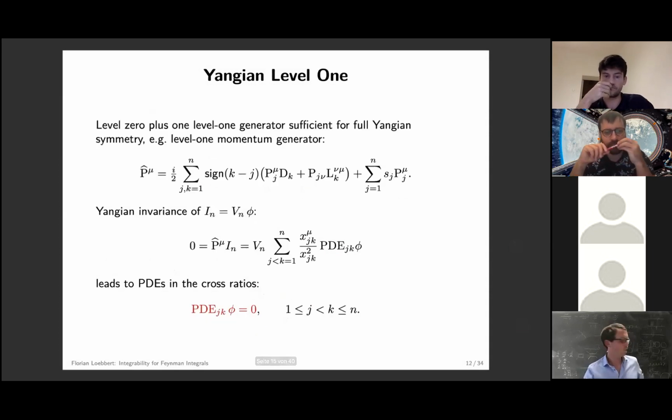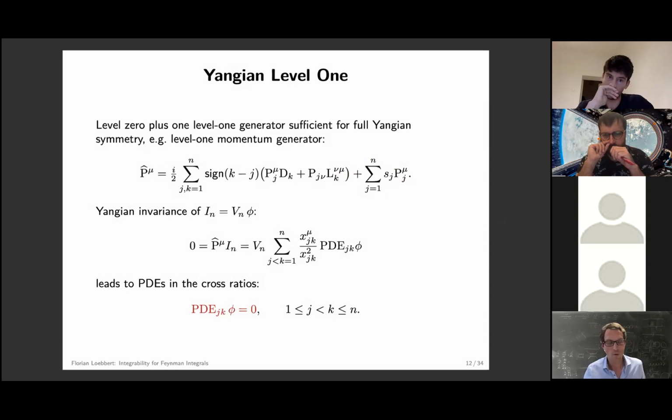If I go to level 1, it's interesting to note that one level 1 generator, in addition to the level 0 algebra, is sufficient to get the whole Yangian. And here, for example, you have the level 1 momentum generator that's written down in terms of the same densities. So these are the densities of the level 0 conformal generators. And it has this bilocal action and some local tail here.